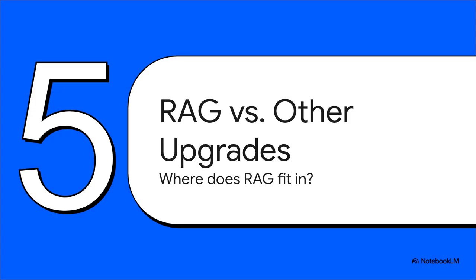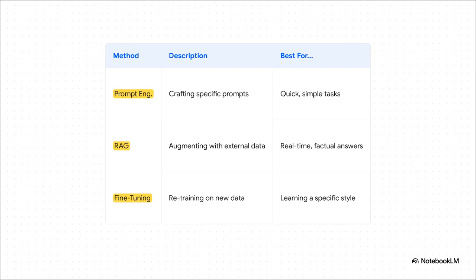So, you might be wondering, is RAG the only way to upgrade an AI? And the answer is no, it's not. It's actually one tool in a bigger toolbox. So to really understand its place, let's quickly compare it to a couple of other popular methods. You've got a few options here. At the simplest level, there's prompt engineering. That's just getting better at asking the AI questions. It's fast and easy, but it only gets you so far.